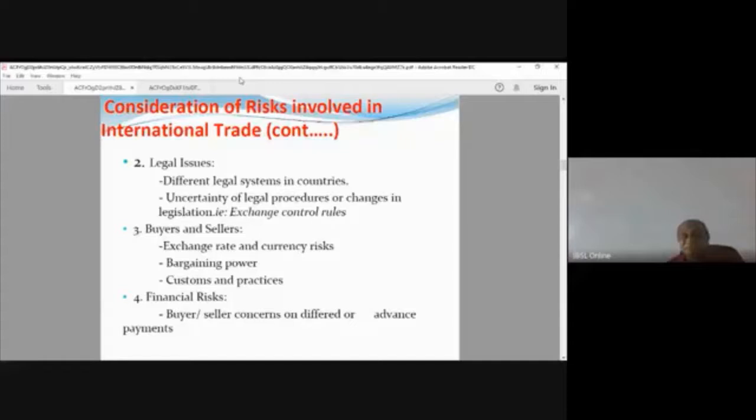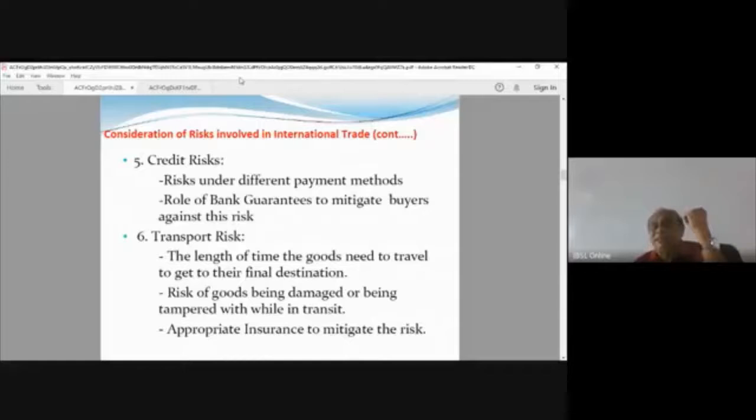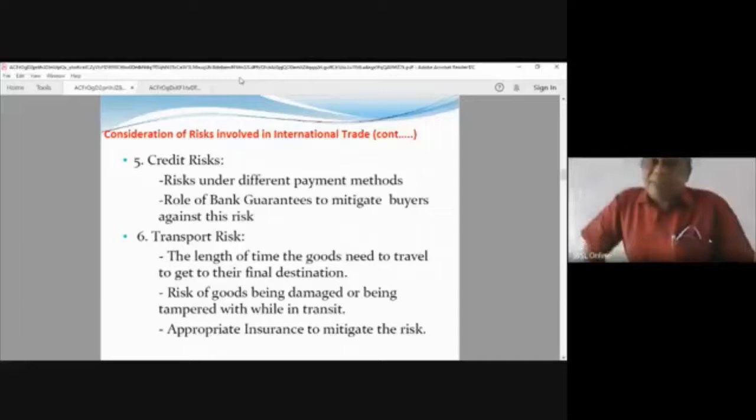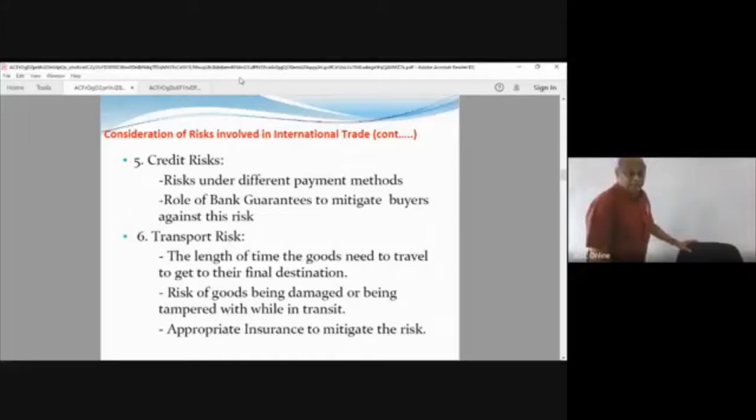Then the customs and practices, financial risk. The buyer wants to defer the payment as much as possible, whereas the seller wants to have advance payment as much as possible, right? So when you see these things, you will see there is always consideration for various risks. The number 5 is credit risk. Risk under different payment methods. If it is under LC, what's the payment method? And if it is under advance payment, what are the risks? And if it is under collection, what are the risks? Right?